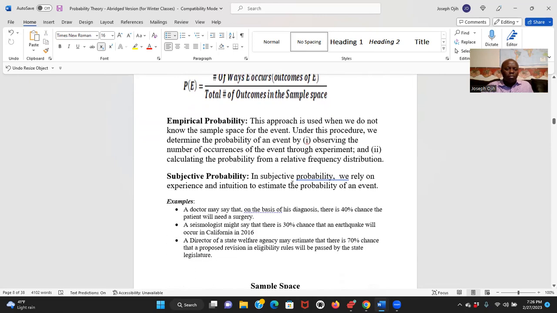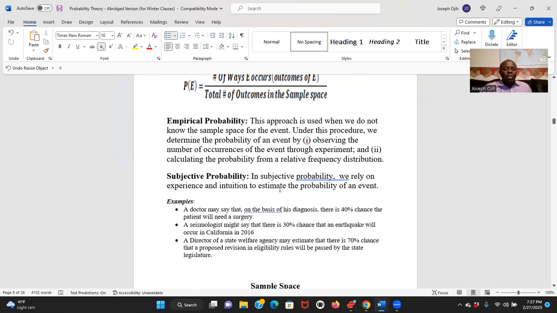For the empirical probability, we don't know the sample space, so we have to calculate it by ourselves through observation. We observe the number of occurrences of the event through experiments, and then calculate the probability. We'll come to that probably later tonight.